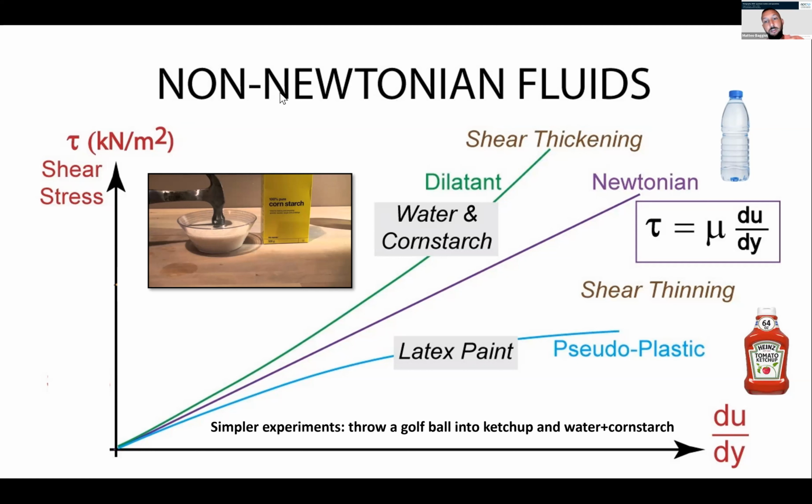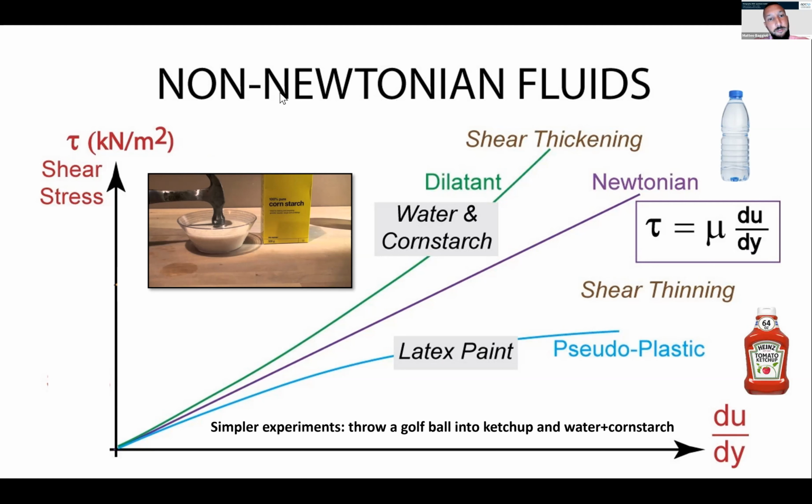Or the stress could actually decrease, and this is the case of shear thinning, or the stress can remain more or less linear, and that's the case of Newtonian fluids. Now, to give you an example of all three, you can start from this. A system where the stress actually decreases, the typical one is ketchup.